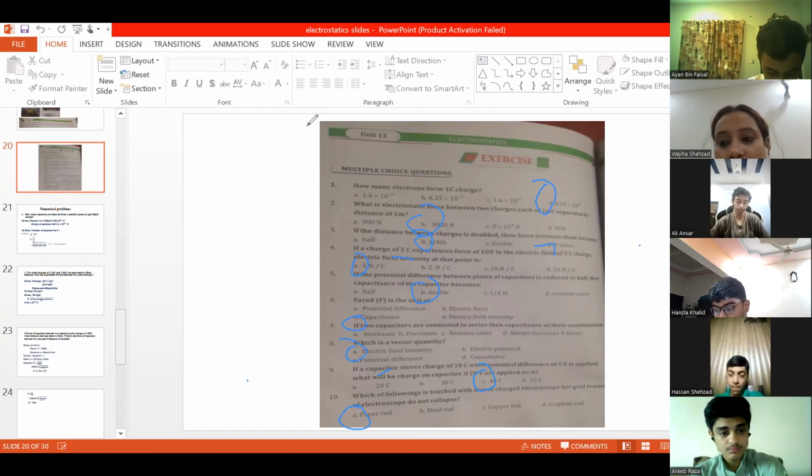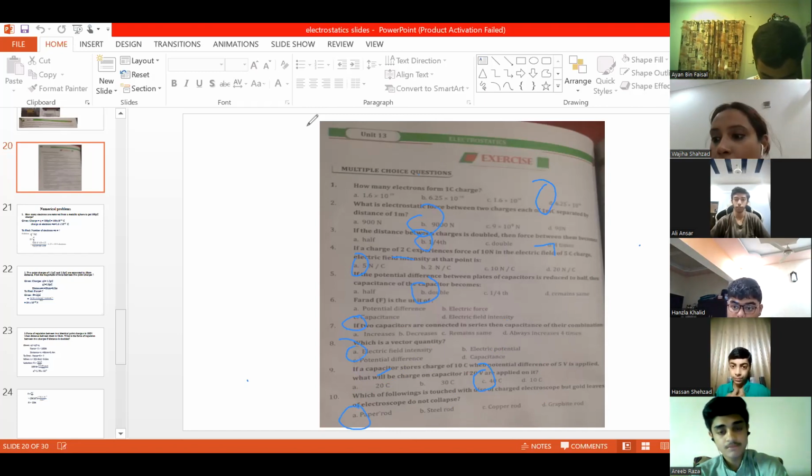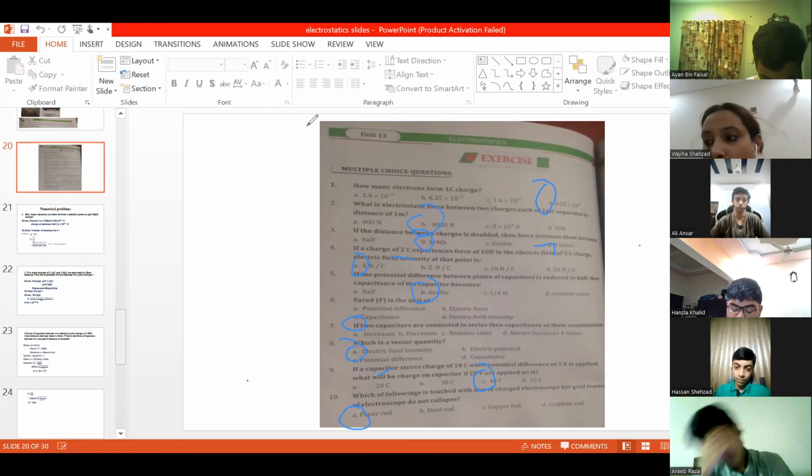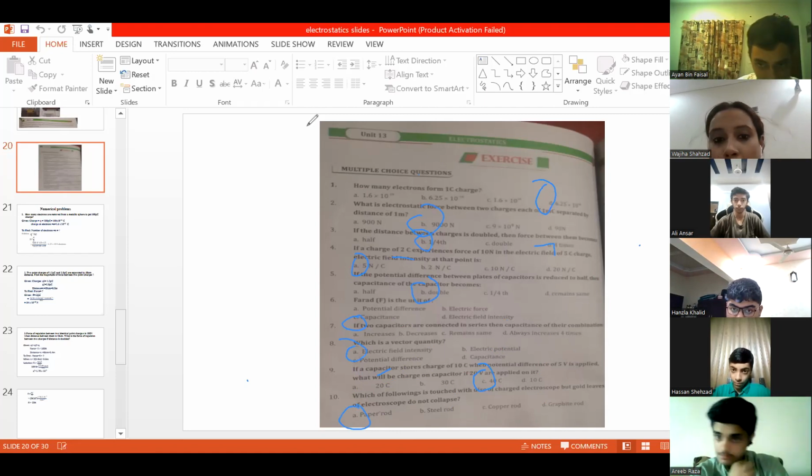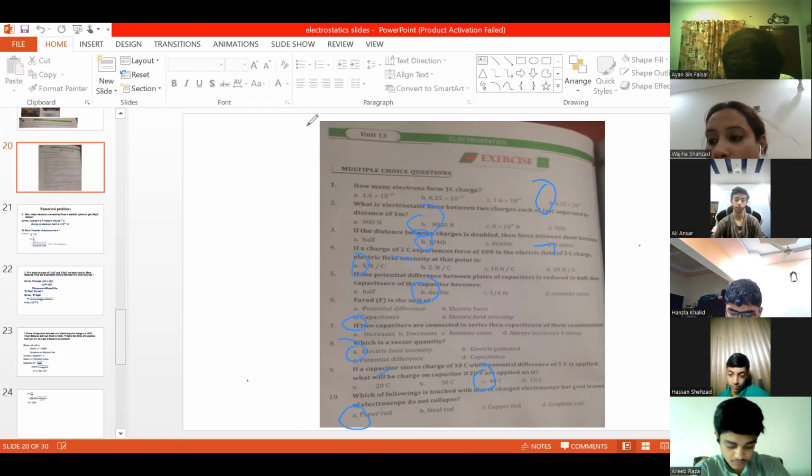Now I will just summarize the answers of these MCQs because some students join the class late. For MCQ number 1, the right option is option D. Mark if you didn't mark yet. For 2, the right answer is option B, 9,000 Newton. For 3, the right answer is option B, 1/4. For 4, the right option is option A, 5 Newton per coulomb.